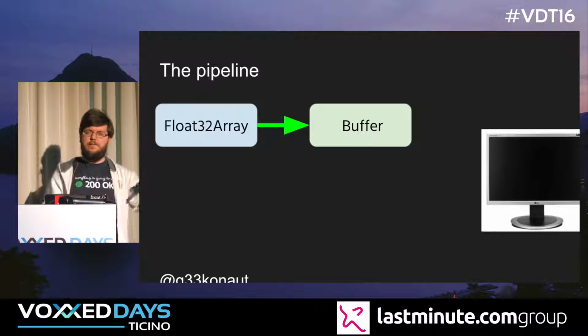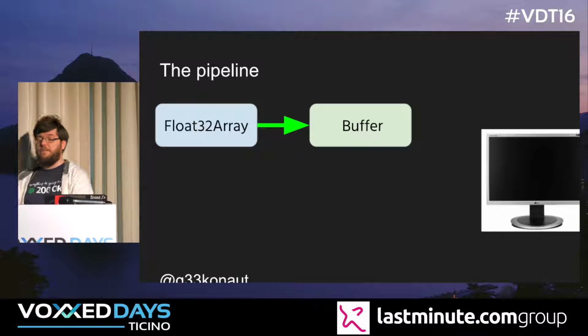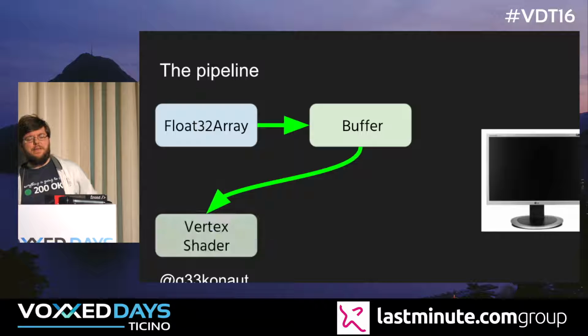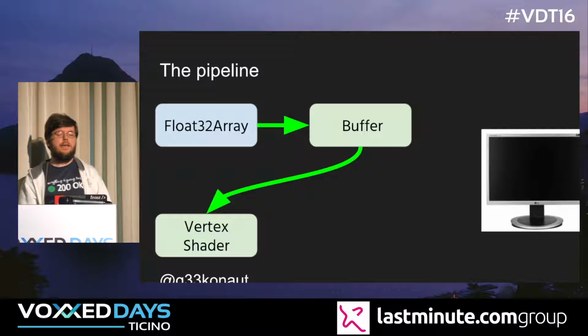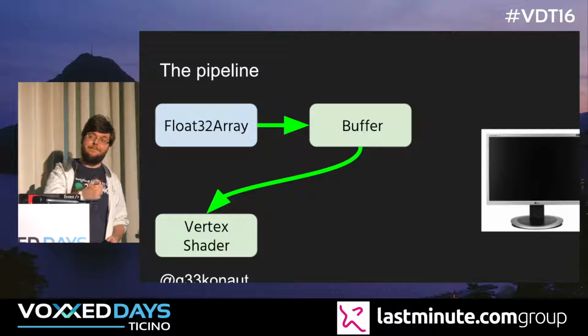Okay. Now we have it in memory on the GPU, but how do we get pixels from that? Well, the third step is we run it through a vertex shader. What? So again, we have a bunch of vertices, right?